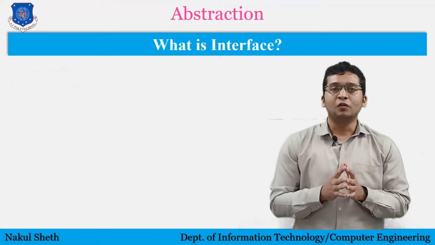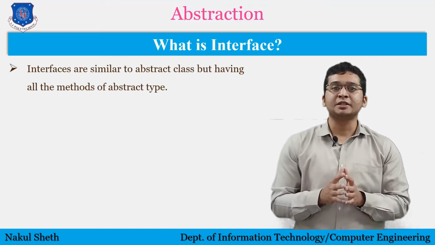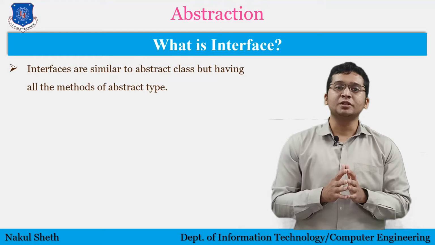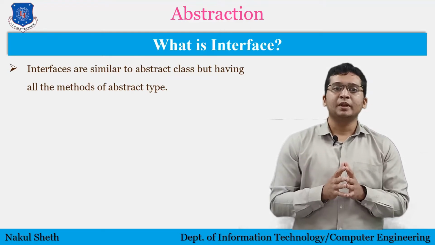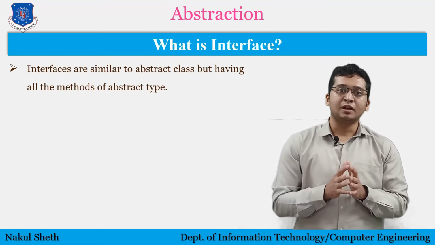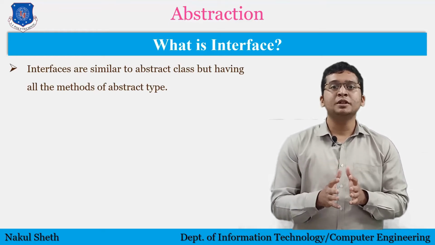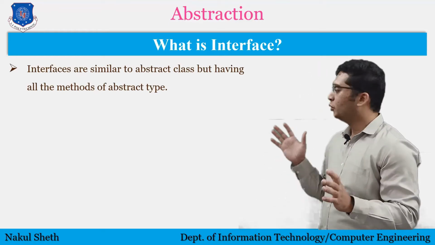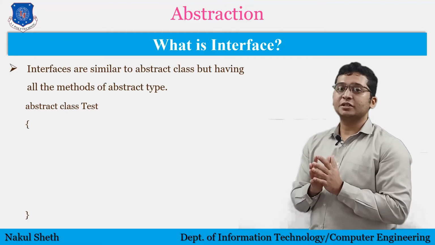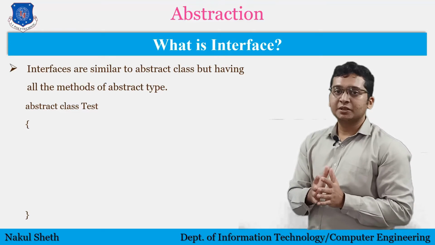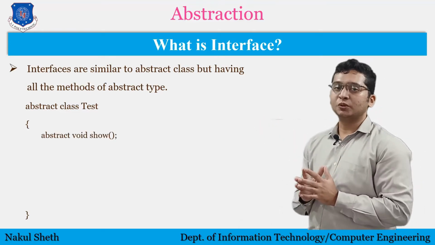So first of all, what are the interfaces? Interfaces are similar to abstract class but having all methods of abstract type only. Now in previous video I have explained abstract class and abstract method. And in abstract class, what we have seen? For an example, I am going to create an abstract class here, that is abstract class test. And in abstract class, we have abstract methods, that is abstract void show.